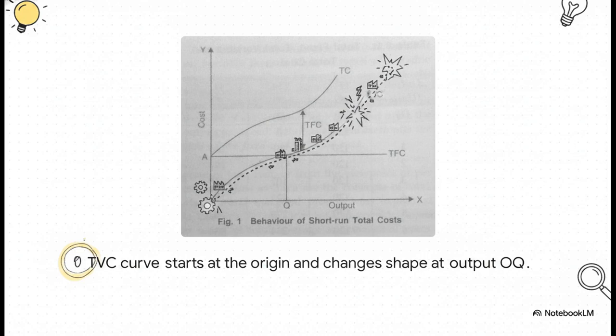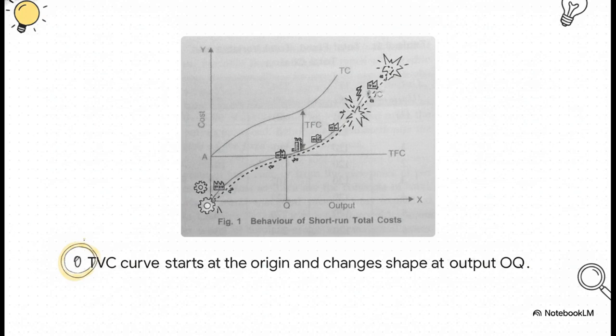All right, here is our TVC curve. Let's trace its path step by step. First off, it starts directly at the origin, 0, which makes perfect sense for our factory, right? If you're making 0 chocolate bars, you're buying 0 cocoa beans. Your variable costs are 0.